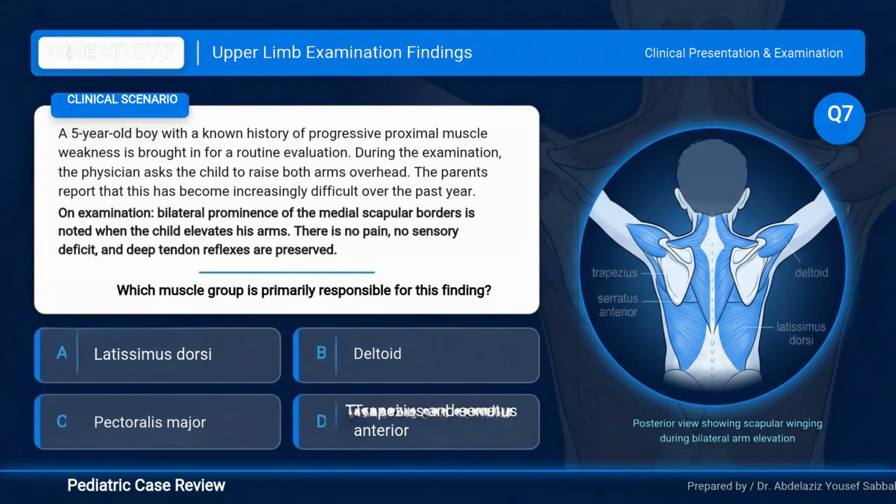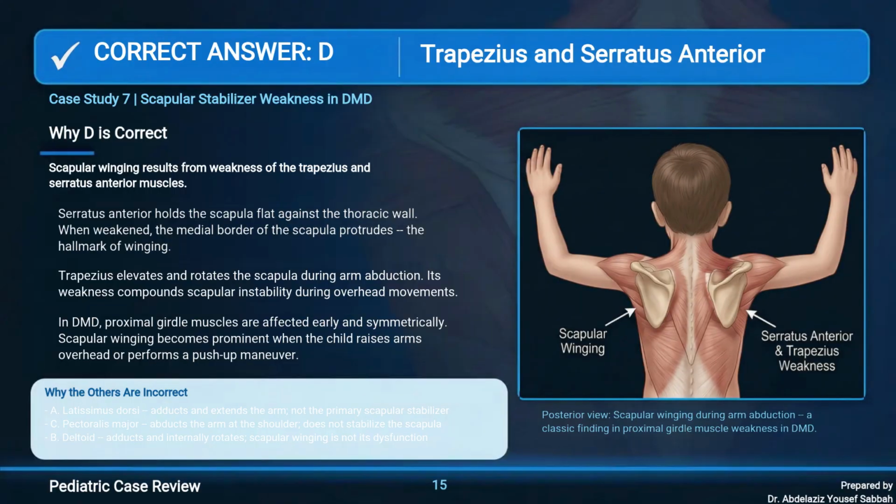Option D, trapezius and serratus anterior. The correct answer is option D, trapezius and serratus anterior. Scapular winging results from weakness of the trapezius and serratus anterior muscles. The serratus anterior holds the scapula flat against the thoracic wall. When weakened, the medial border of the scapula protrudes, and this is the hallmark of winging.